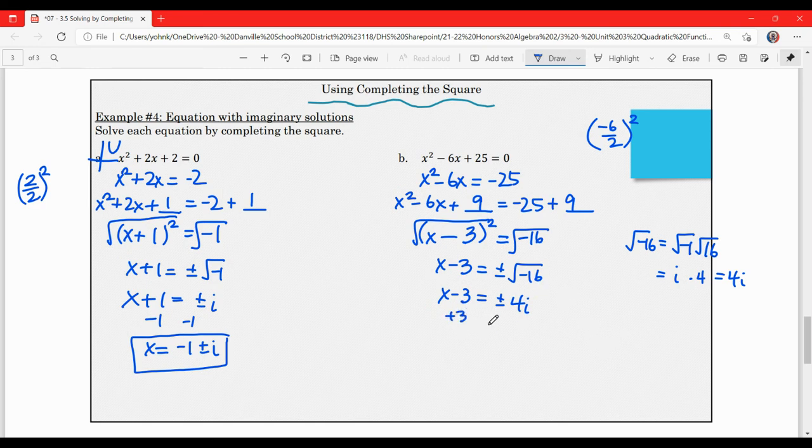Then I can add 3 to both sides. x equals 3 plus or minus 4i. Always write it with the real part first, then the imaginary part.